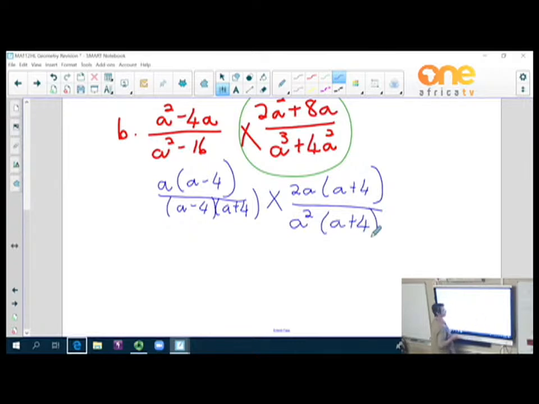So first factorize, and now we can cancel. So the a plus 4 and the a plus 4 can cancel. This a and 1a here can cancel. That a and the other one can cancel. This a minus 4 and that one can cancel. So we have 2 over a plus 4.